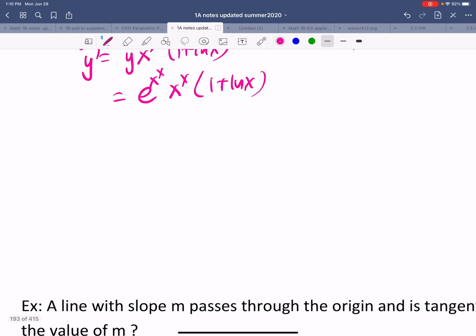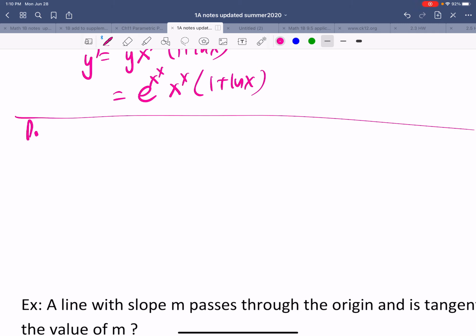Really quickly, we can use implicit differentiation to prove that if y is e to the power x, then y prime is e to the power x. We can use logarithmic differentiation to prove this. This would be an easy proof. There are many other ways to prove it.